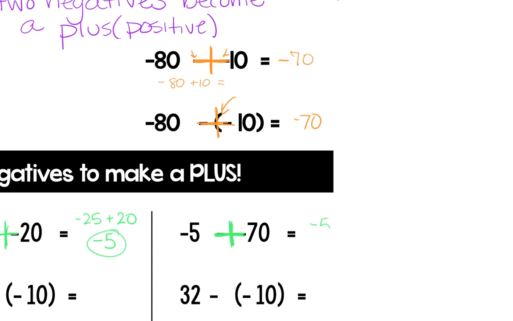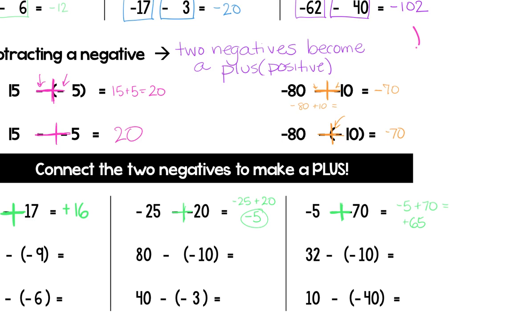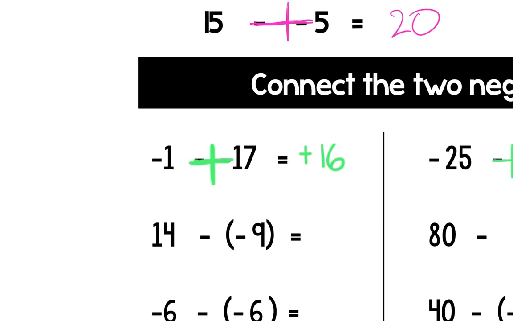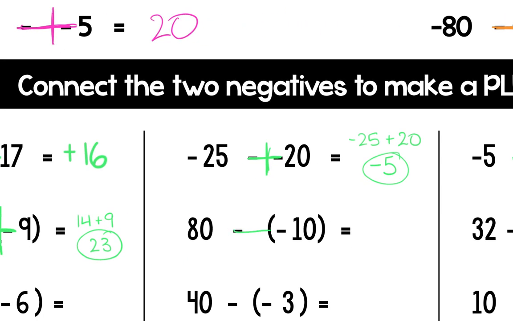This is negative 5 plus 70. The positives are going to win by 65. Two negatives in a row, make it a great big plus sign. 14 plus 9, they're both positive here. This becomes 23. 80 minus negative 10, the two minus negative in a row becomes a great big plus sign.